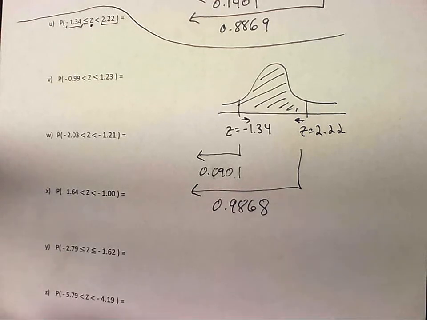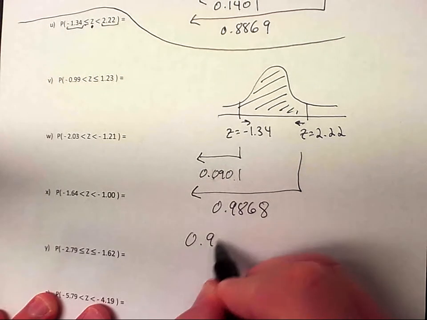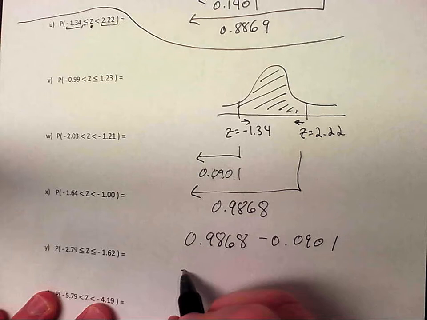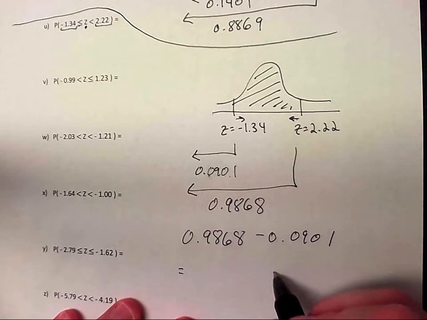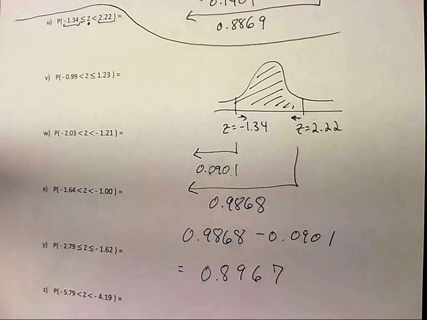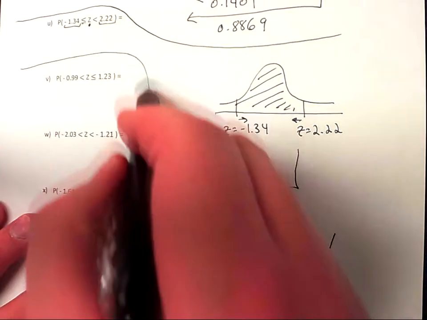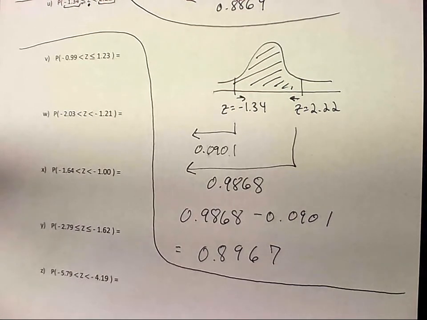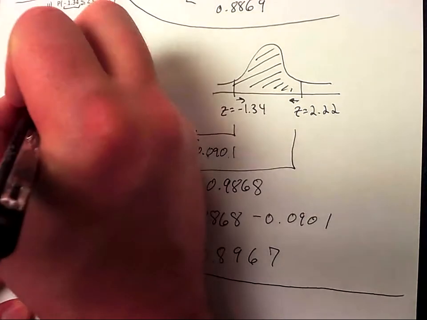Right. Then what do we have to do to find what's in between? Subtract them. So we have 0.9868 minus 0.0901, which is 0.8967. Awesome. So that is U. Took up a whole lot of space on U. But I think everybody's good with how to find these now, right? All right. Then we'll skip all these other ones except for Z.